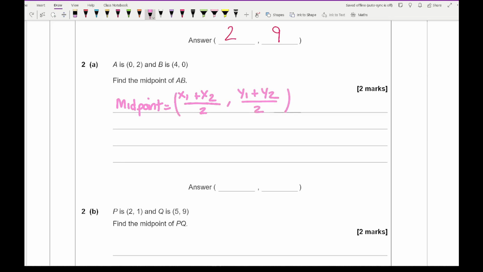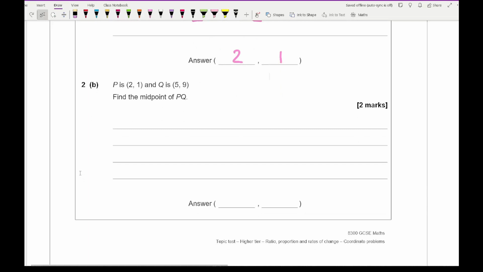So here, another way of looking at it is you add the 2 x ordinates, that becomes 0 plus 4 divided by 2, add the 2 y ordinates, which is 2 plus 0 divided by 2, so that becomes 2 and that becomes 1. And then for part b, P is (2, 1) and Q is (5, 8). Find the midpoint between these two. Well, again, if I add together 2 x ordinates, that's 2 plus 5 divided by 2, which is 3.5. And then if I add the 2 y ordinates, 1 plus 9 divided by 2, which equals 5. So the answer then is (3.5, 5).